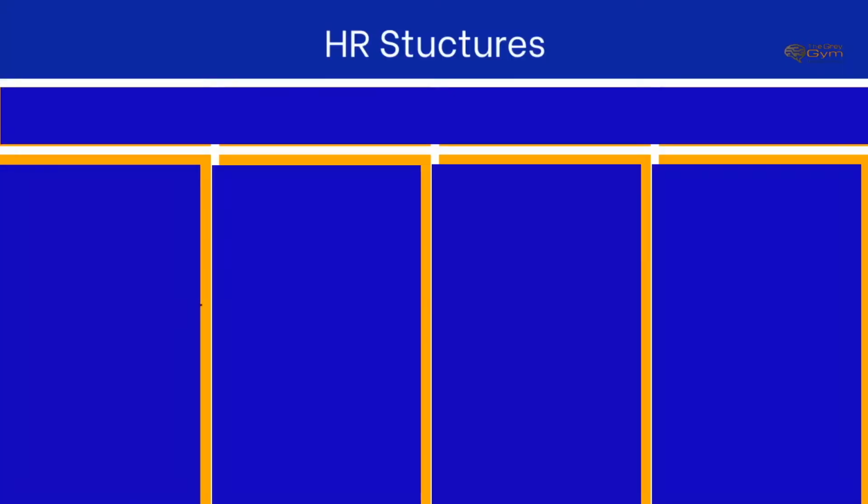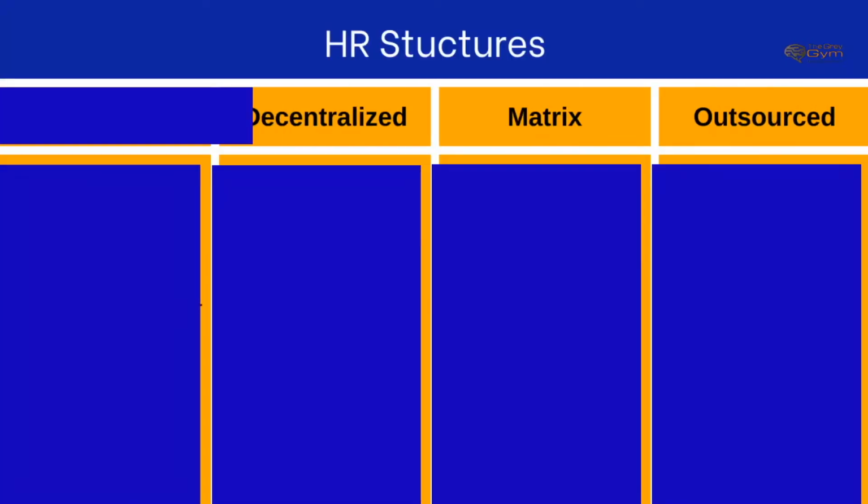Next, what are different HR structures? Well, there are 4: centralized, decentralized, matrix, and outsource. Let's understand each of them.